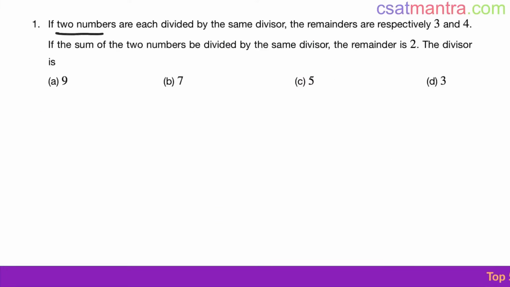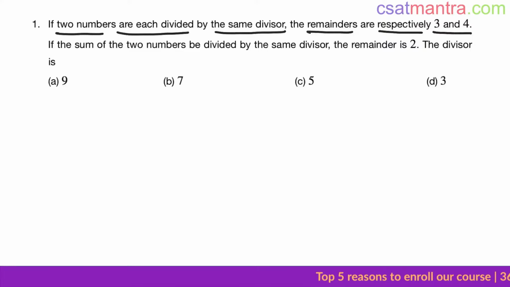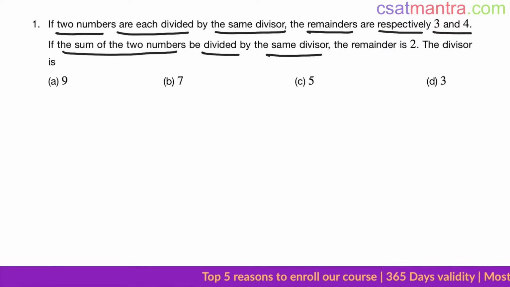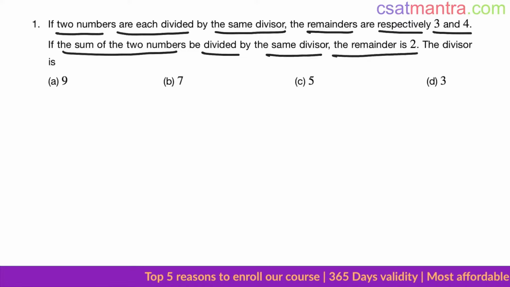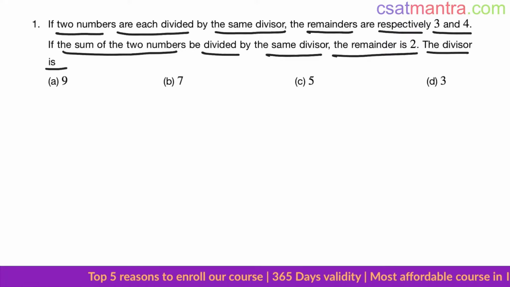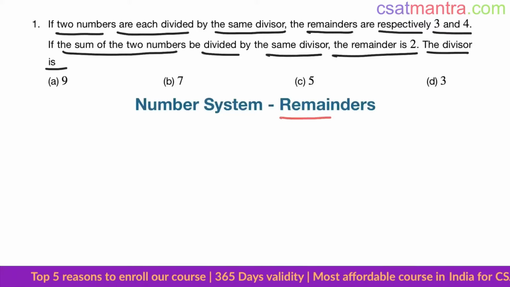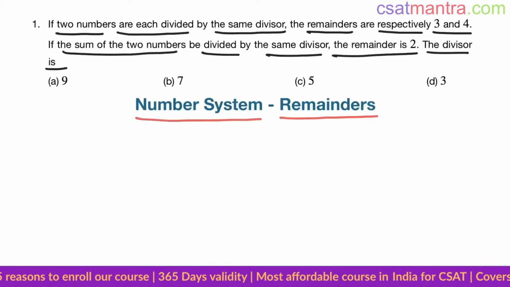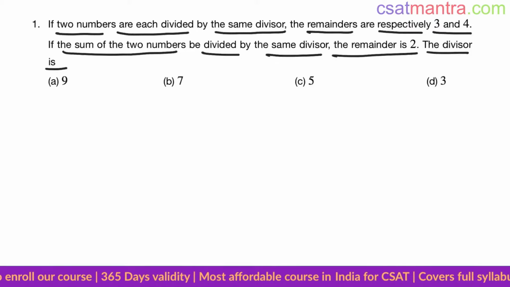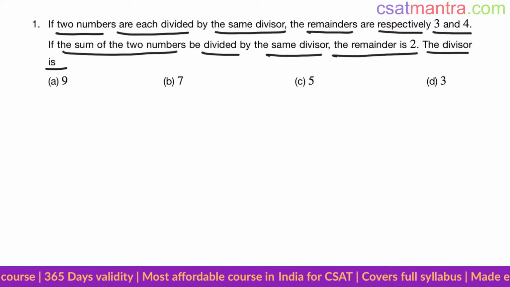If two numbers are each divided by the same divisor, the remainders are respectively 3 and 4. If the sum of the two numbers is divided by the same divisor, the remainder is 2. The divisor is? This is a practice question from the Remainders lecture, Number System chapter. Most of you had confusion in this problem, so I thought of solving this in daily dose.